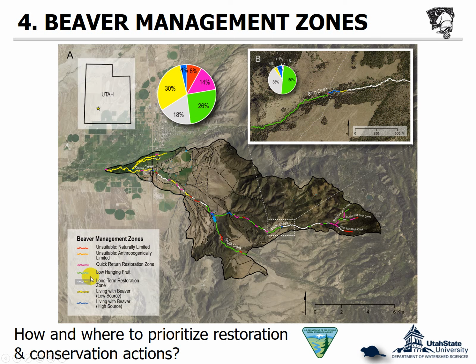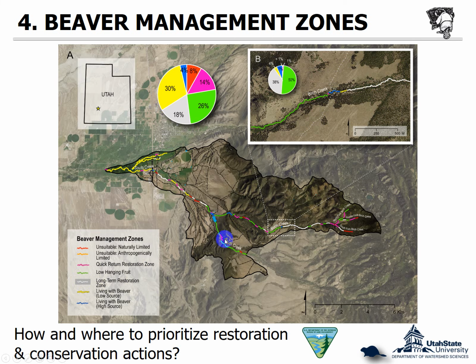And then in pink and green and white are our restoration and conservation zones. The green is the low-hanging fruit, and these are the areas that could support beaver right now. Really all you need to do is get them in there. That might involve building some starter ponds, etc. The pink are quick return, where with some relatively simple actions, maybe some BDAs or other structural additions, you could kickstart and make conditions better to attract beaver into those areas.